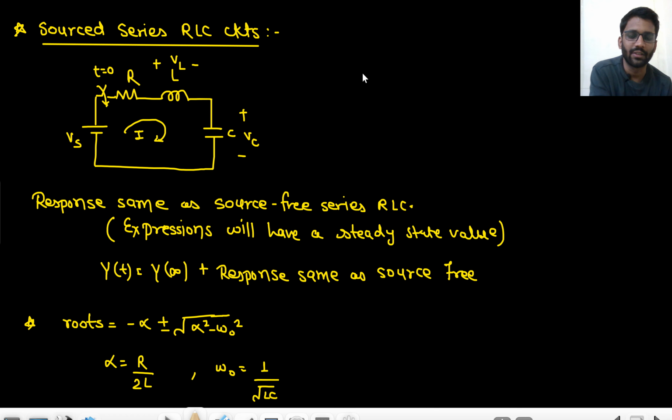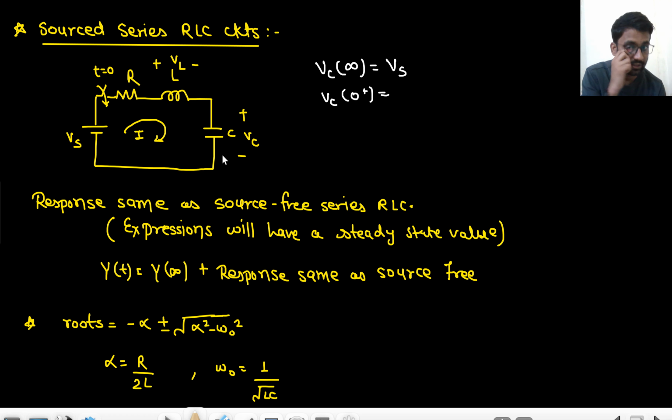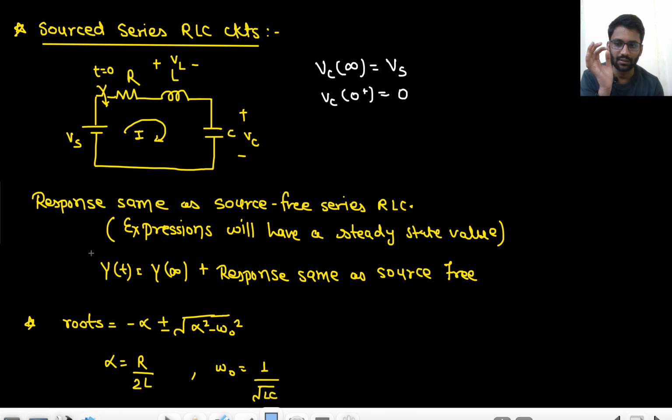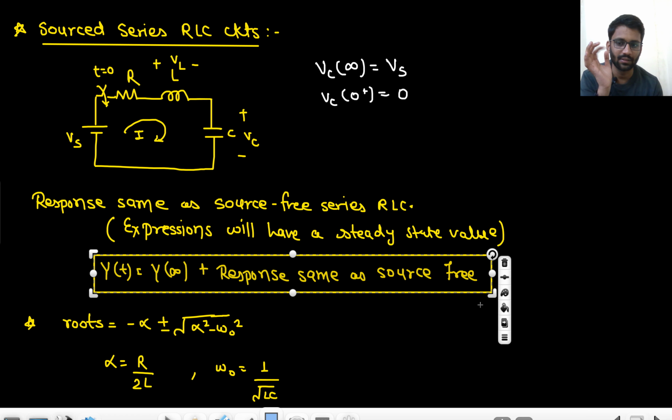So tell me one thing. What will be VC infinity? At steady state, the inductor will be short circuited and the capacitor will be open circuited. So VC infinity will be Vs. What will be VC 0 plus? The initial voltage, now it is saying it is 0, but it can be V0 as well. Nothing will change here. This is the final expression.